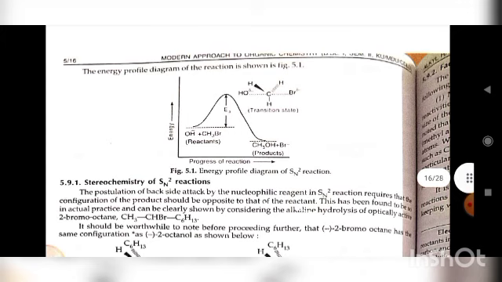Stereochemistry of SN2 reactions. The postulation of backside attack by the nucleophilic reagent in SN2 reactions requires that the configuration of the product should be opposite to that of the reactant. This has been found to be so in actual practice, as can be clearly shown by considering the alkaline hydrolysis of optically active 2-bromooctane, CH3CHBrC6H13. It is worthwhile to note before proceeding further that 2-bromooctane has the same configuration as 2-octanol, as shown below.